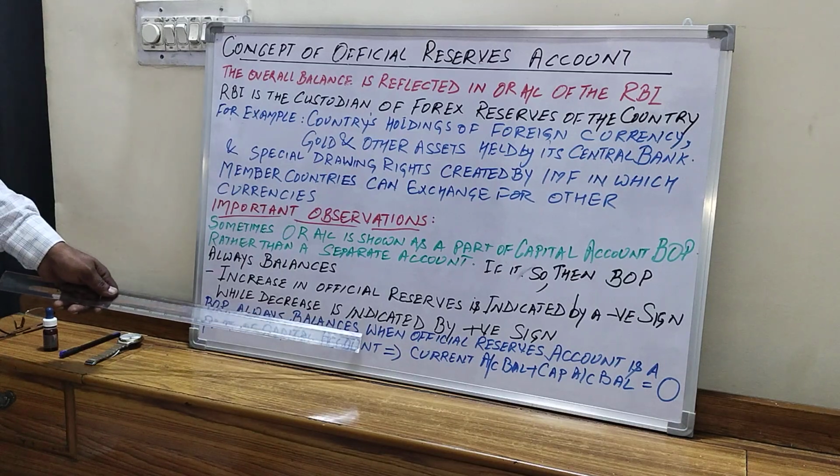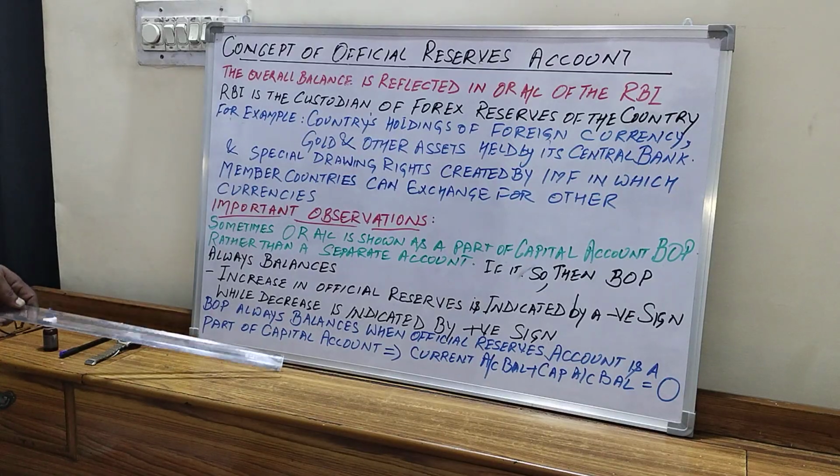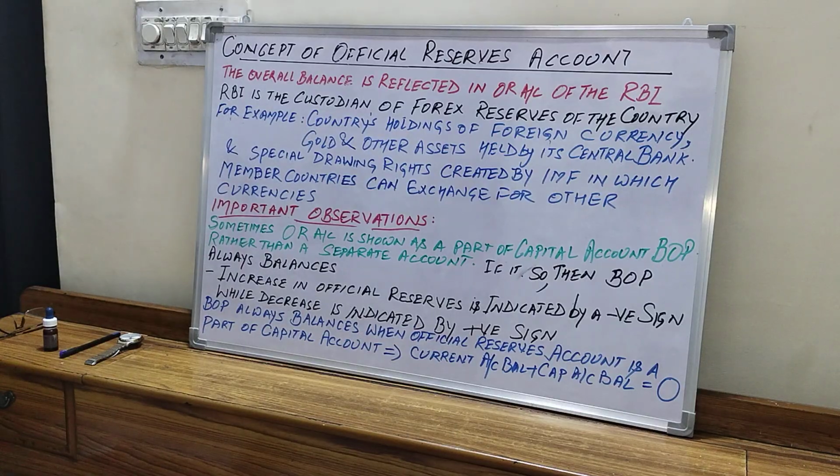So BOP always balances when the official reserve account is a part of the capital account, or we can say current account balance plus capital account balance is zero. So this is what we are calling the concept of the official reserve account.